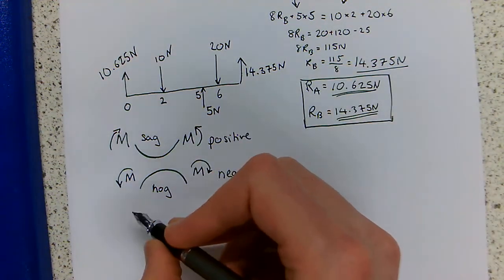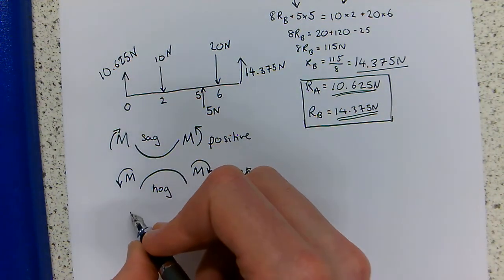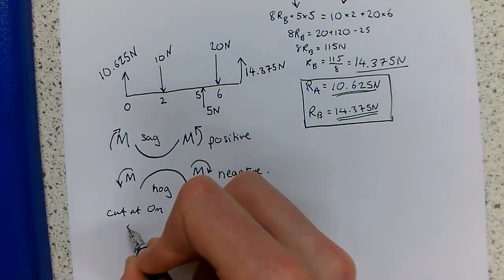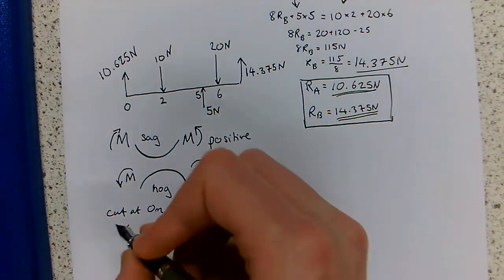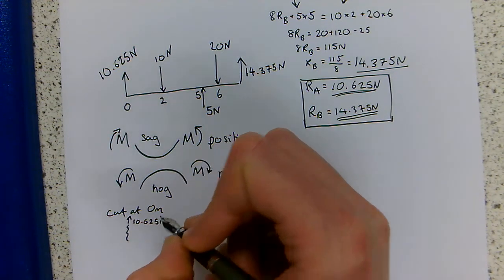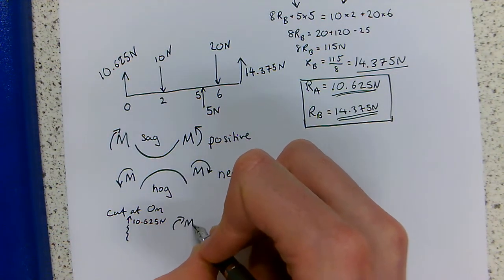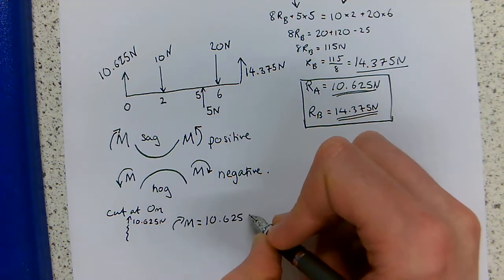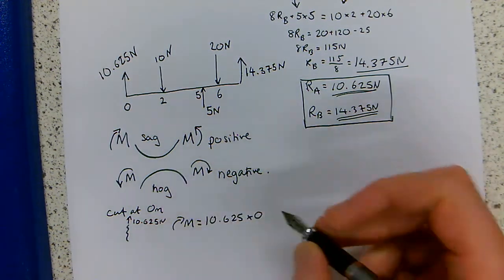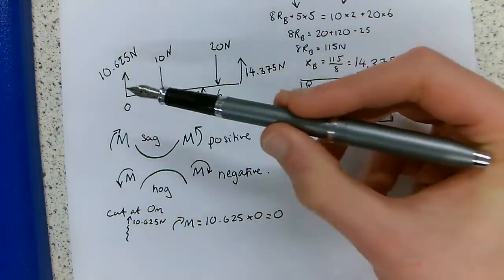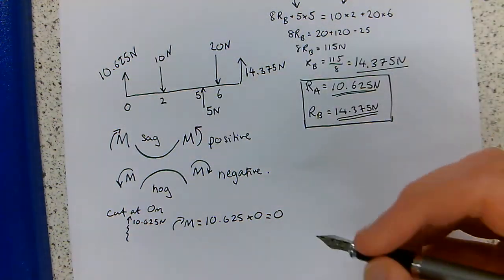First thing we're going to do is take a cut at 0 meters. Cutting our beam at 0 meters, there's one force applied, which is the reaction from A, but its distance is 0, so the moment is going to be 10.625 times the distance from our cut, which is 0. And that is something that you will notice a lot. In fact, we can neglect taking cuts at the ends of our beams because it will always be 0.